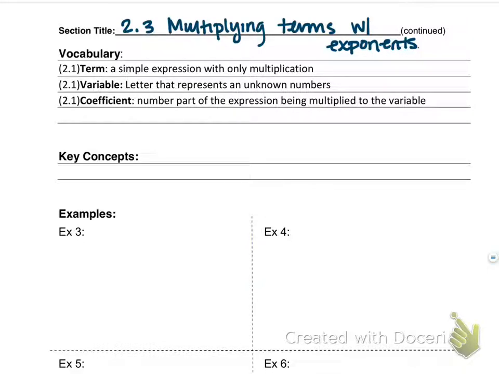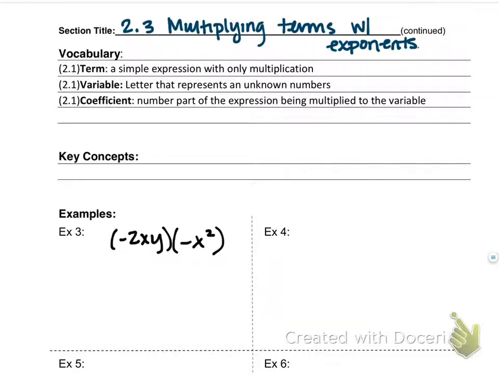Now, example number 3, let's go ahead and take a look. We're going to have negative 2xy times negative x squared. Now here I want to identify my coefficients first, just so I have an idea of what that is. If I have a chance to look at this, then I would notice that I have negative 2 and just a negative, which really is the same thing as a negative 1. So I can imagine that there's a negative 1 in front of that x squared term.